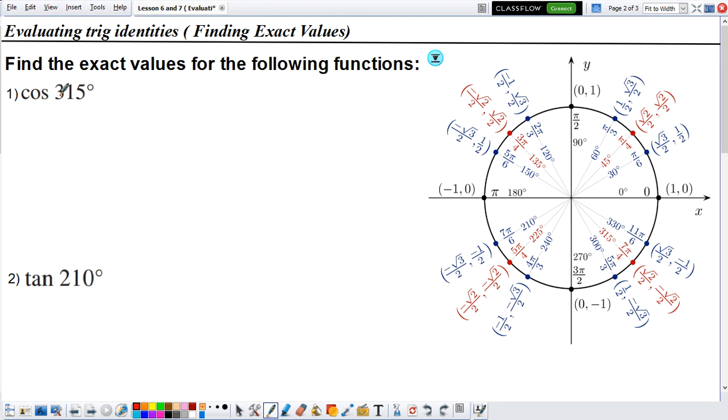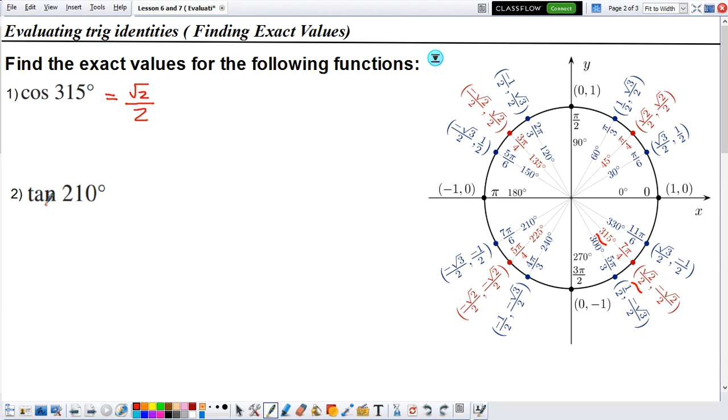Cosecant of 315. Again, cosine is x, sine is y. So we want to find the cosecant of 315. We're going to look at here. Here's 315. If I want to find the cosine of it, I'm going to look at the x coordinate. So that's square root of 2 over 2. And that's pretty much it. Because again, here we want to find the exact values, and when you see find the exact values, you need to start thinking about your unit circle.